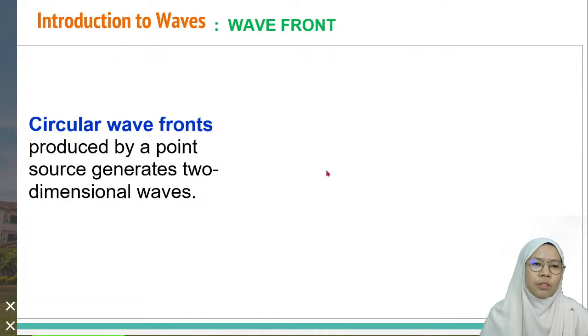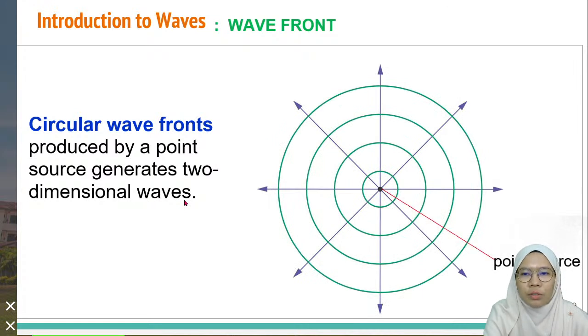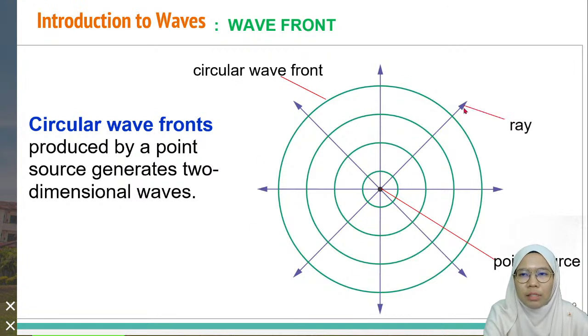So let's take a look at different types of wavefronts. The first one is circular wavefronts, which are produced by a point source that is able to generate two-dimensional waves. So this is the point source. This is the circular wavefront. This is the direction of the ray, which means that the wave is propagating outwards from the source.